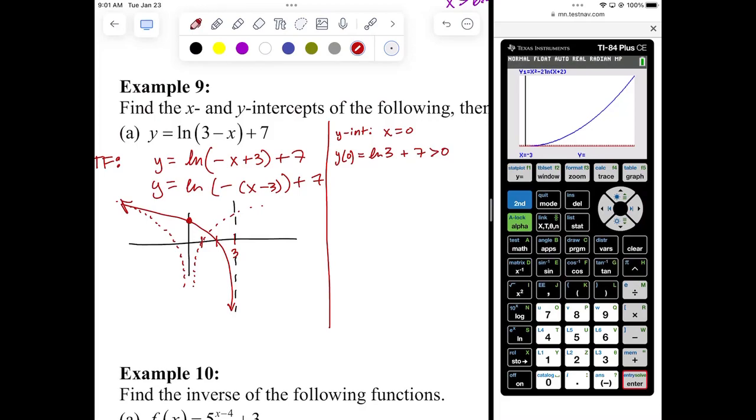Because the natural log of e is 1, right? So the natural log of 3 is a little bit bigger than 1. So I have it crossing in positive land. That looks good. So this would be the exact answer right here. Y of 0 is the natural log of 3 plus 7. So I don't have to move my graph up or down. It looks good.